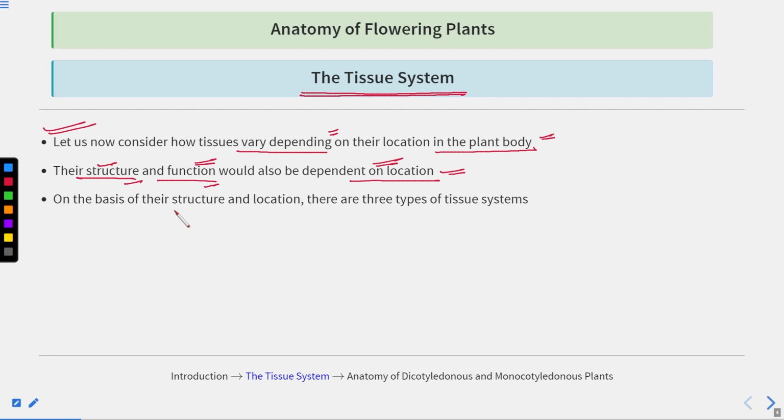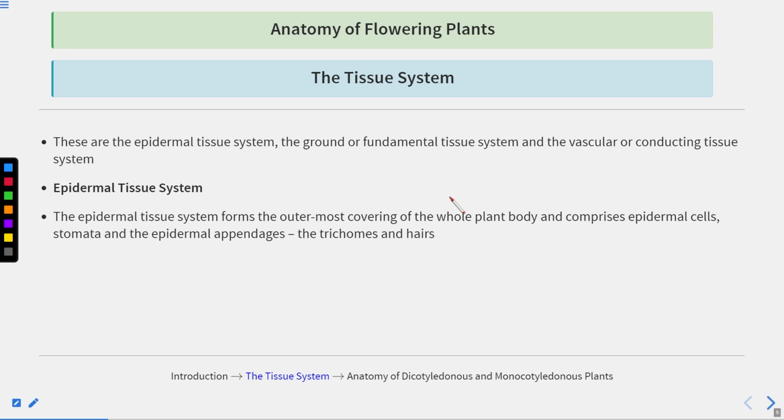So on the basis of their structure and location, there are three different types of tissue system. There are the epidermal tissue system, the ground or the fundamental tissue system, and the vascular or the conducting system, right? The number one is the epidermal tissue system. The second one is the ground or the fundamental tissue system, and the third one is the vascular or the conducting tissue system, right?